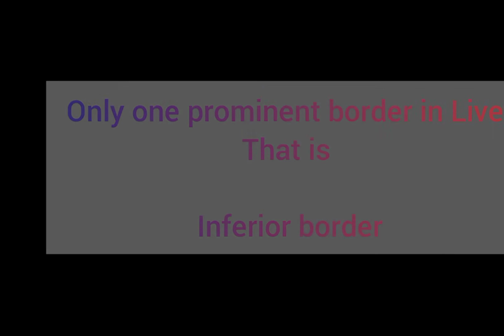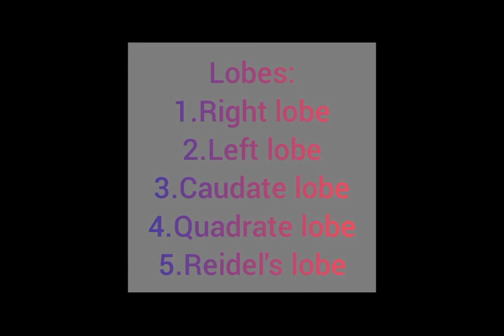Now the third feature is the lobe. There are five lobes in the liver. The first is the right lobe, the second is the left lobe, the third is the caudate lobe, the fourth is the quadrate lobe, and the fifth is Riedel's lobe. The first two lobes are called primary lobes, and the third and fourth lobes are called accessory lobes.